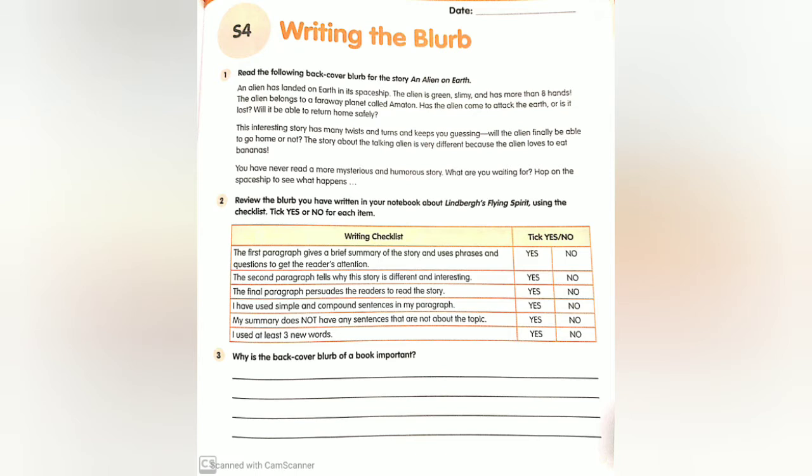An alien has landed on Earth in its spaceship. The alien is green, slimy, and has more than 8 hands. The alien belongs to a faraway planet called Amaton. Has the alien come to attack the Earth, or is it lost? Will it be able to return home safely? This interesting story has many twists and turns and keeps you guessing. Will the alien finally be able to go home or not?